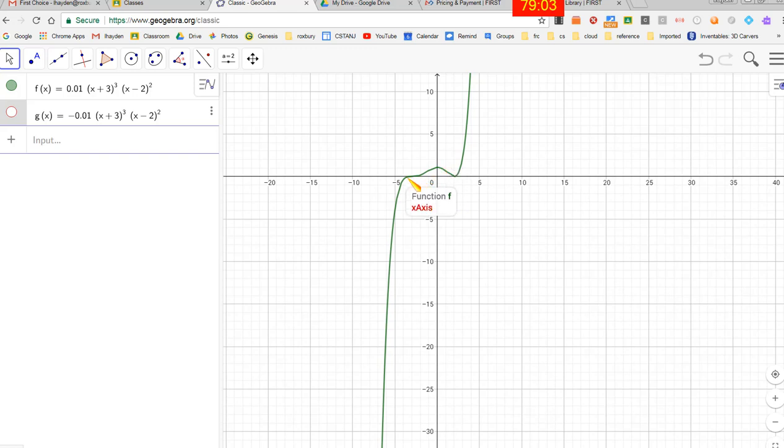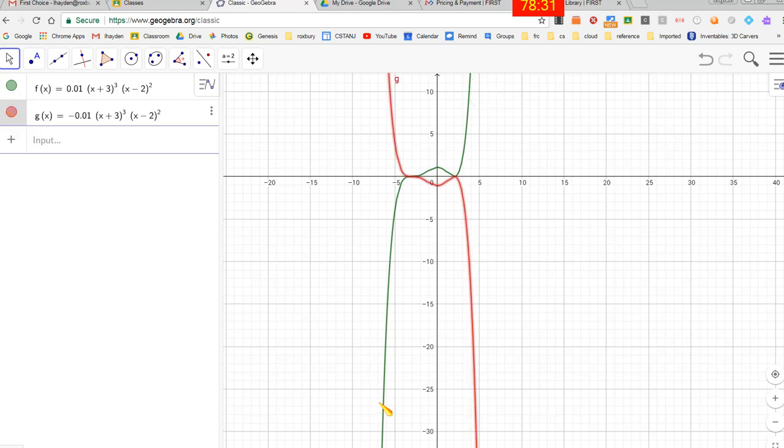Finally, when the graph intersects the x-axis, we can tell by looking at the individual factors whether the graph is going to cross over and go through the x-axis or do a turnaround right on the x-axis. Since x plus 3 has an odd exponent, we know that the graph is going to go straight through the x-axis when it intersects it. Since x minus 2 has an even exponent, we know that the graph is going to turn around right when it touches the x-axis.